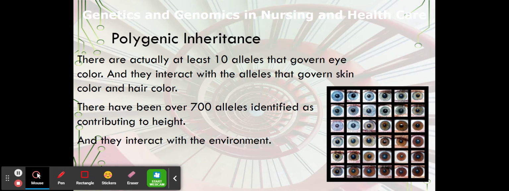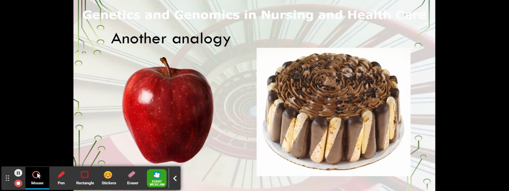Another example, there have been over 700 alleles identified as contributing to height, and they all play together. And they interact with the environment. So nothing is ever as simple as it seems. And most of our diseases are not governed by classical Mendelian inheritance. They are governed by other things.